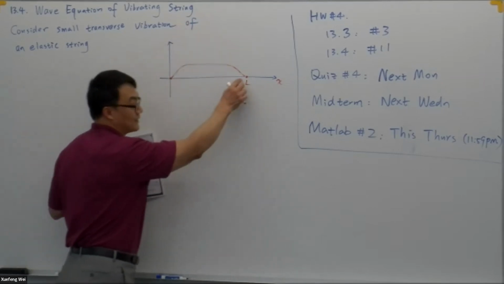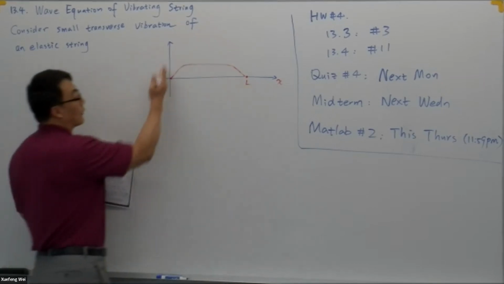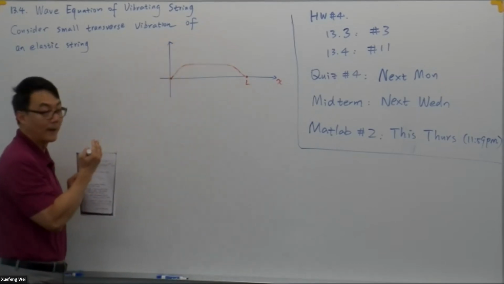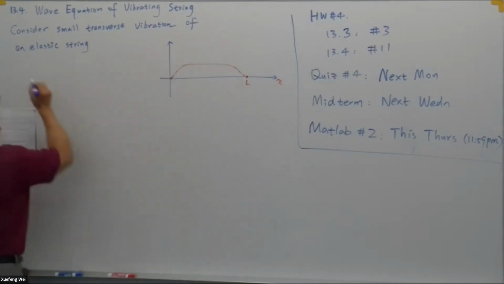The two ends are fastened. The two ends are fixed. And this is your vertical displacement. Okay, so that's the problem.